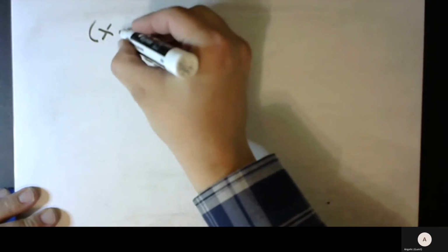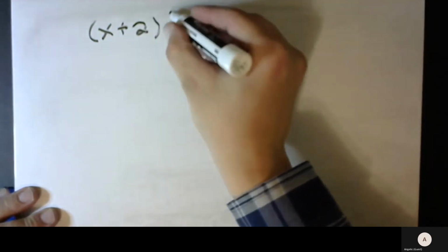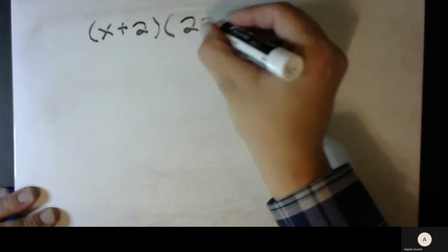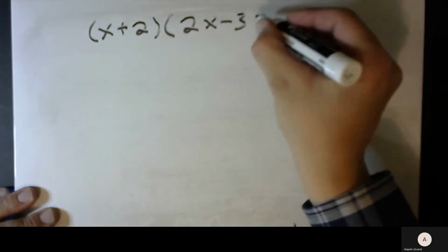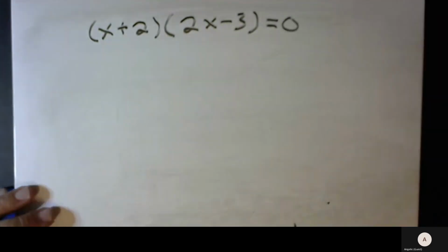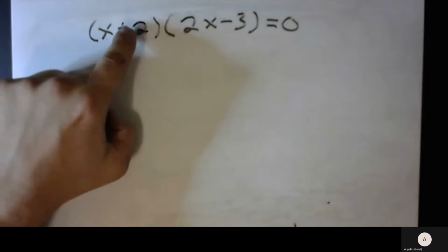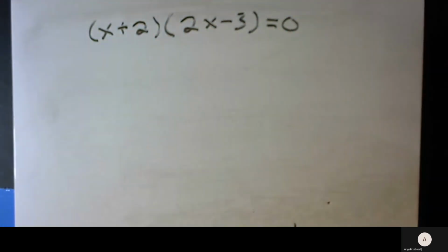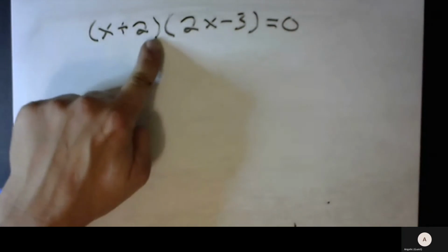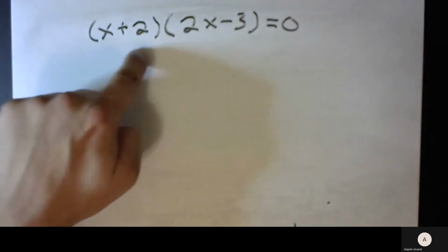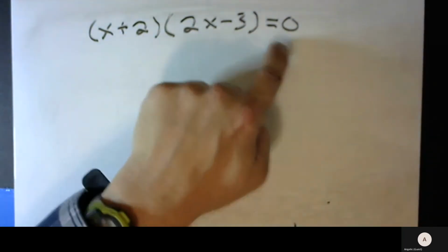So there's x plus 2, and then 2x minus 3 is equal to 0. And again, if you distribute this to the 2x, you'll get that first term that we had. Distribute this to the minus 3, you'll get the minus 3 times x plus 2. So now, finally, we get to use the zero product principle. This is our A, this is our B. A times B is equal to 0.